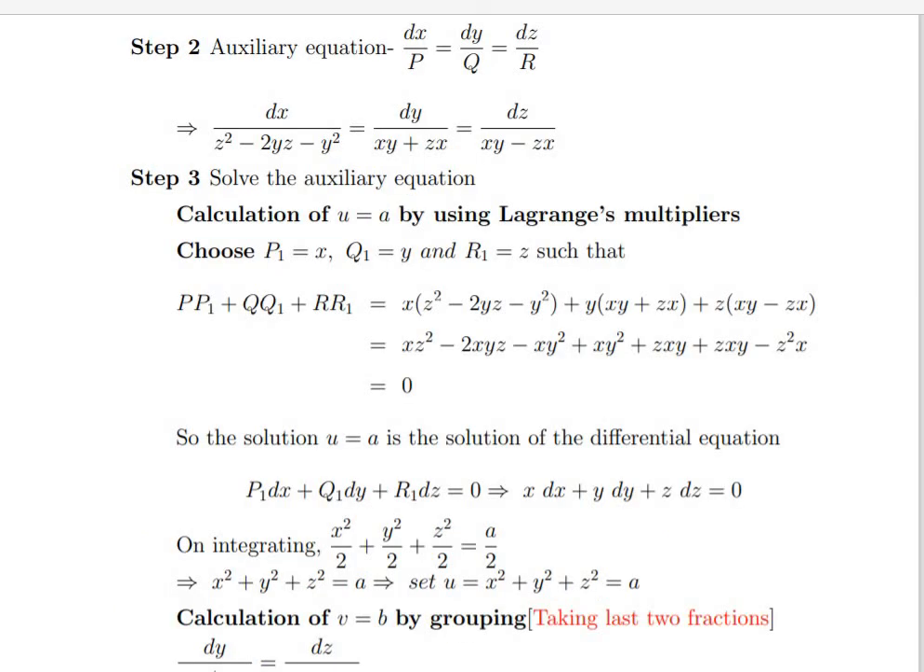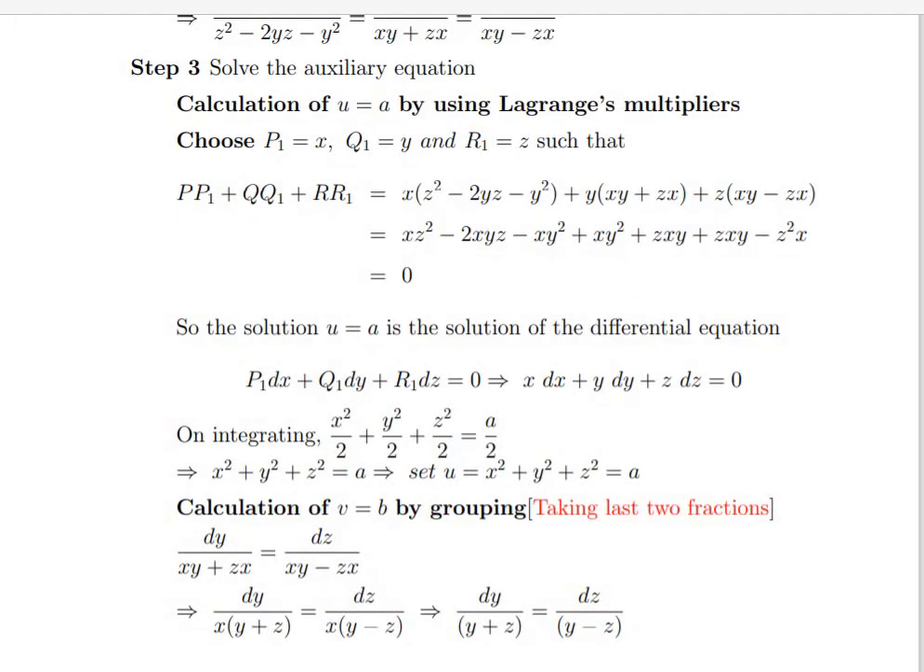Writing the corresponding auxiliary equation, we will get it as dx by z square minus 2yz minus y square equal to dy by xy plus zx equal to dz by xy minus zx. Solving the auxiliary equation, first we will calculate u equal to a by using the Lagrange's multipliers.